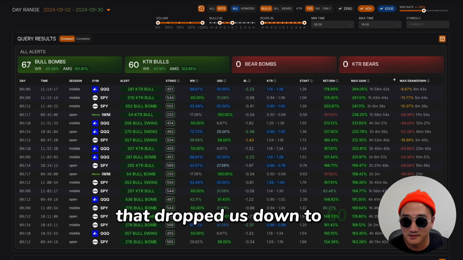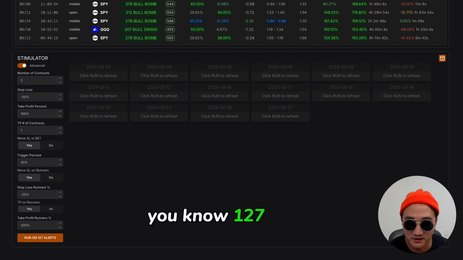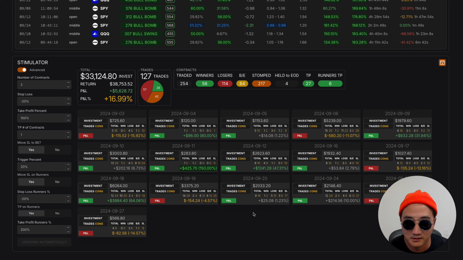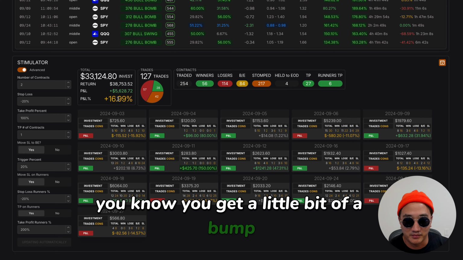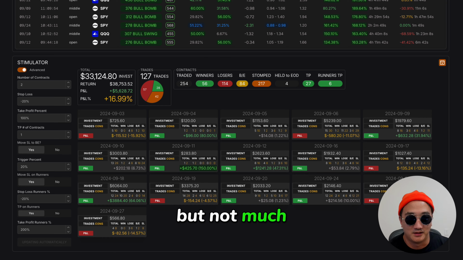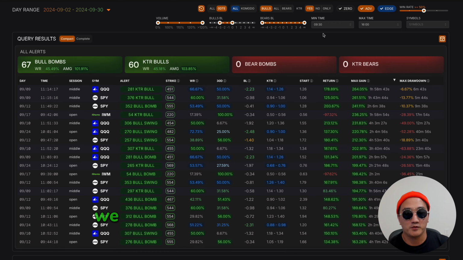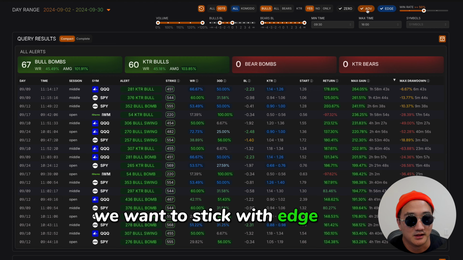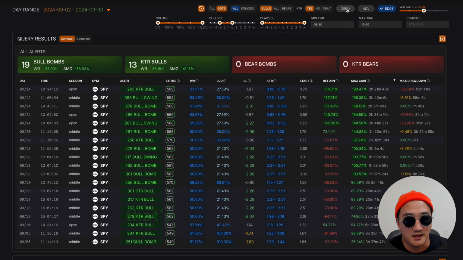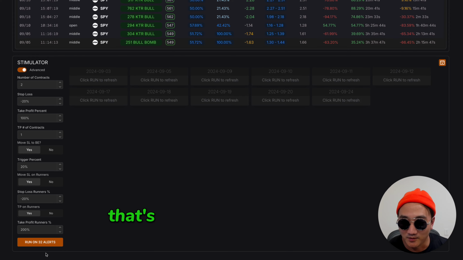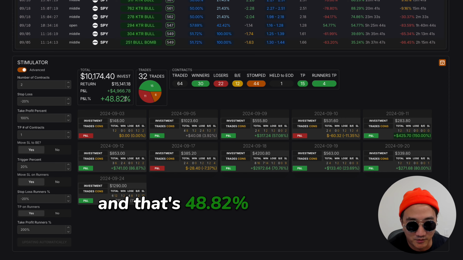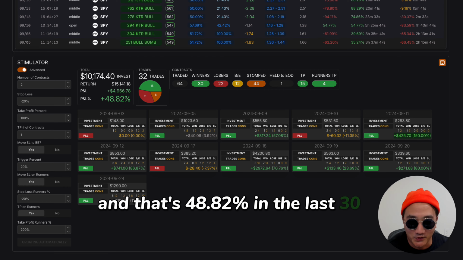That dropped us down to 127 alerts. Click it. You get a little bit of a bump, but not much. And the reason why is we want to stick with edge alerts. That's where the money is. That's where the probability is. That's where your edge is. And that's 48.82% in the last 30 days.